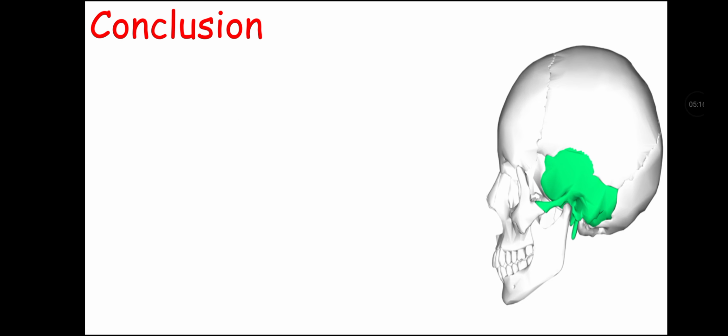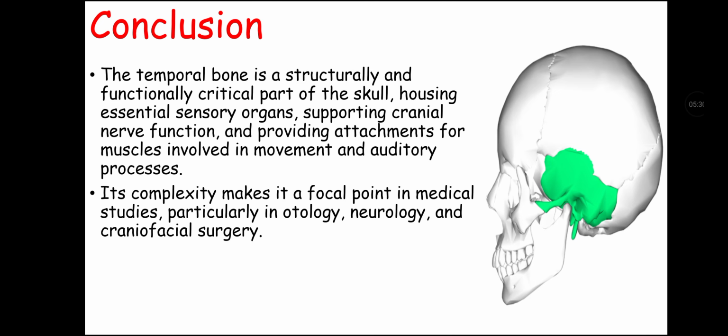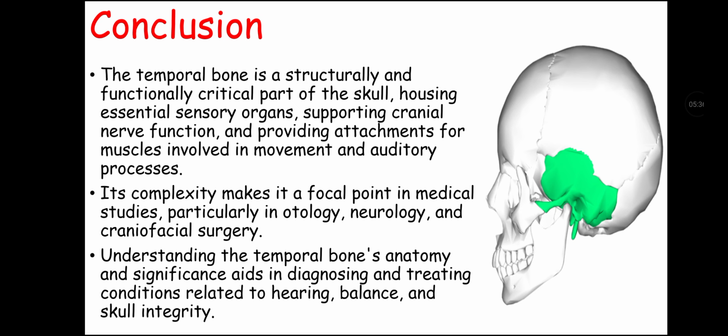Now let's talk about the conclusion of our lecture. Temporal bone is structurally and functionally a critical part of skull, housing essential sensory organs, supporting cranial nerve function, and providing attachment for muscle involved in movement and auditory processes. Its complexity makes it a focal point in medical studies, particularly in otology, neurology, and craniofacial surgery. Understanding the temporal bone anatomy and significance aids in diagnosing and treating conditions related to hearing, balance, and skull integrity.